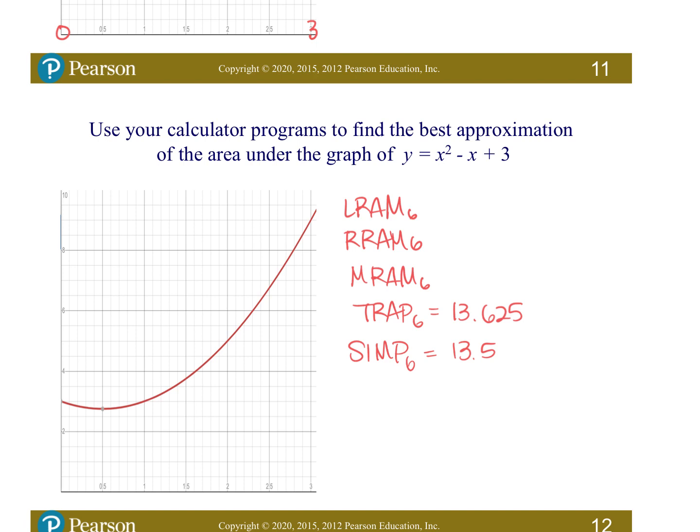All right, has anybody run the RAM? It's the same equation on your calculator, 0 to 3. LRAM, 12.125. That was too small. RRAM? 15.125, that was too big. MRAM? 4375, we're getting there. Still too small. And then I think TRAP 6 was 13.625, I don't 100% remember that. And then we have Simp 6 being 13.5.